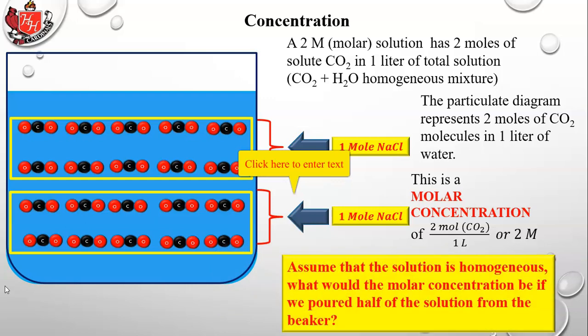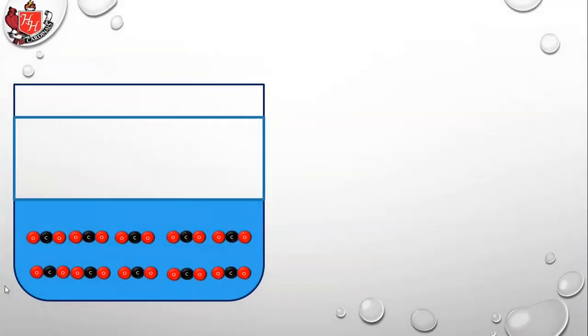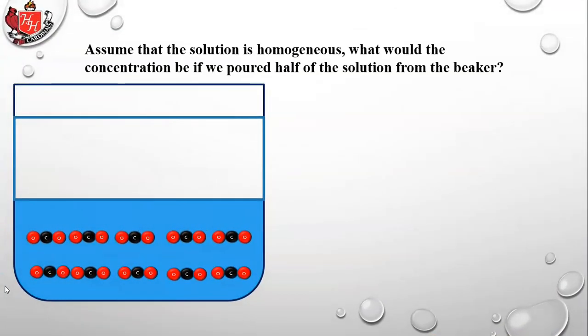So let's assume that the solution is homogeneous. What would the molar concentration be if we poured half of the solution from the beaker? So right now it's 2 molar, 2 moles per liter. What would it be if we poured half of that solution out? So assume that the solution is homogeneous. What would be the concentration if we poured half of the solution from the beaker?